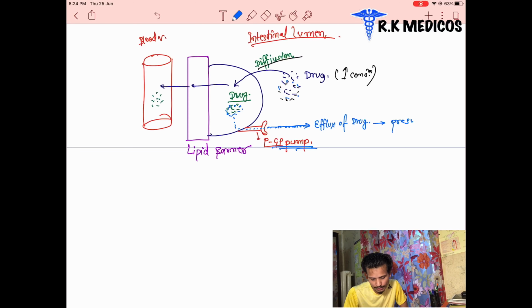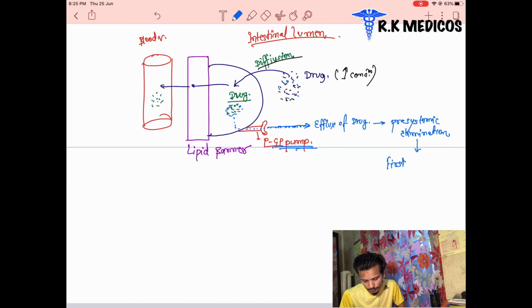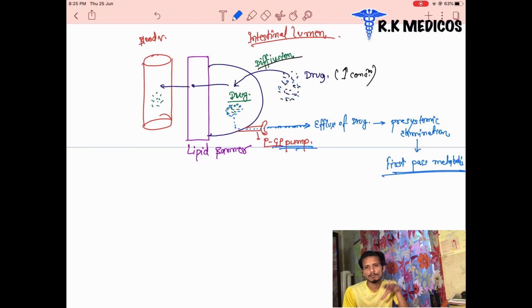This is also called pre-systemic elimination, done by the PGP pump. What is the main role of it? They participate in first pass metabolism. They are responsible for the metabolism of the drug, basically catabolism and anabolism, and that is the PGP pump.